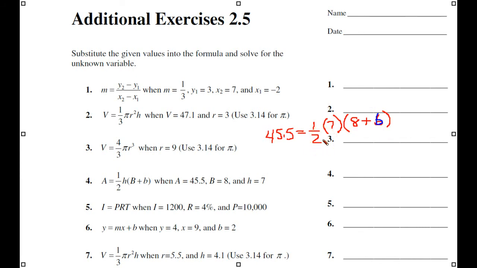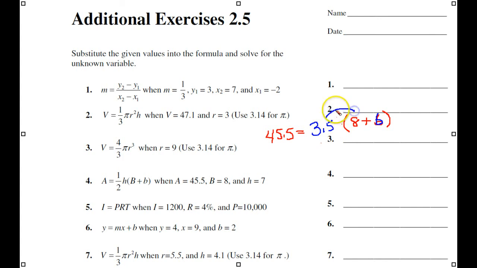Strategy for doing number 4. Now, as I substitute in here, I see a 1/2 of 7. Well, we can just do that to make this a little easier, 3.5 there. So half of 7 is 3.5.